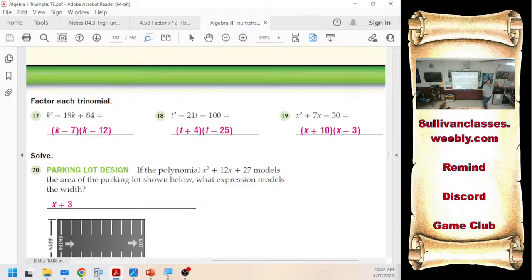17, 18, 19, how do we do with those? Those good? 20 was just factor it again, except they told you what one of them was going to be. Because yes, this does factor into x plus 9 and x plus 3, but if you look at the figure down here, it says that the width of the field is x plus 9. So that means the other one has to be x plus 3.